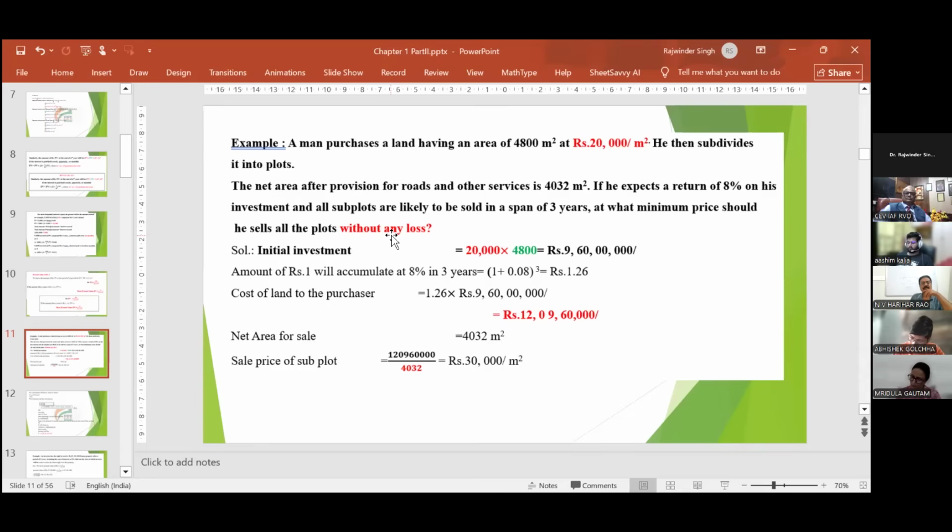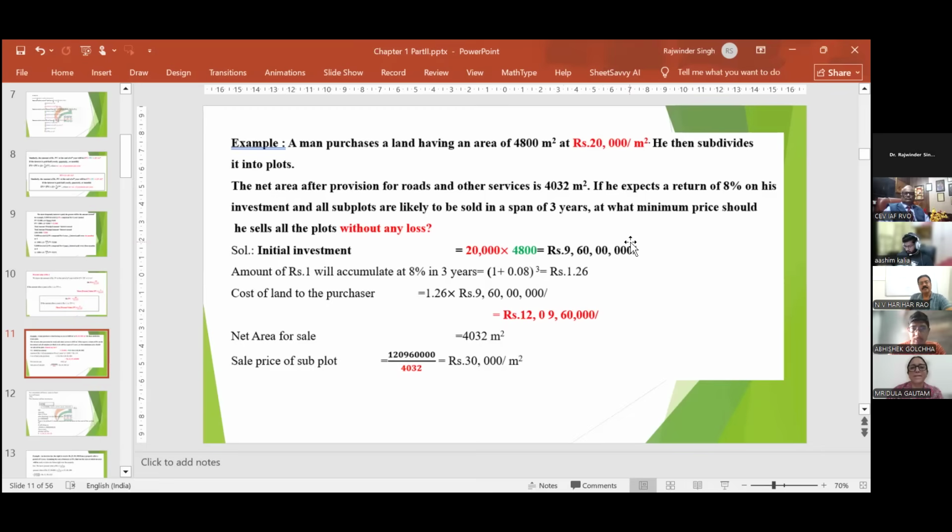First of all, write down what is given to you. What is given to you? Purchase price is 20,000 per square meter. So what is the total investment? How much total amount has he invested? Area multiplied by amount per square meter, so it is 9 crore 60 lakh. Any doubt about it? No, sir. Clear.